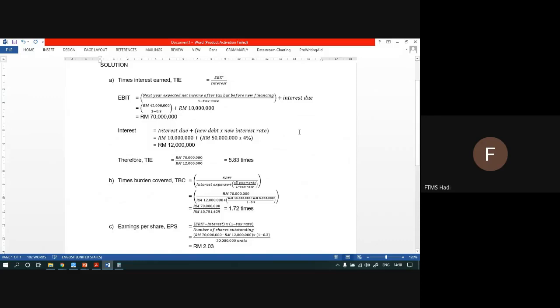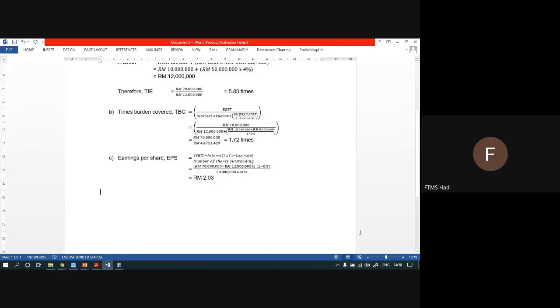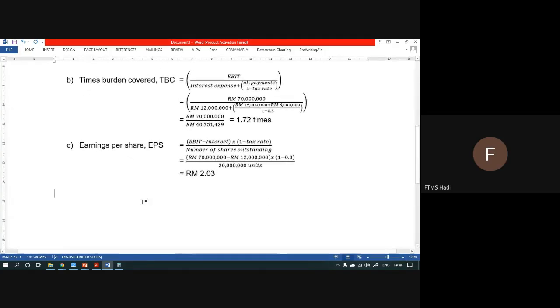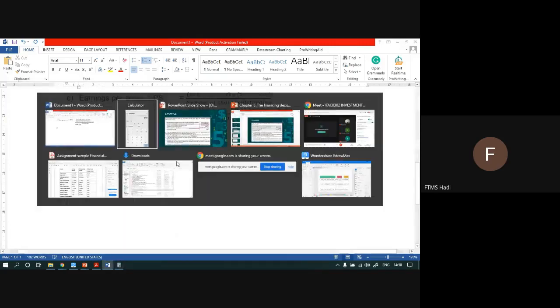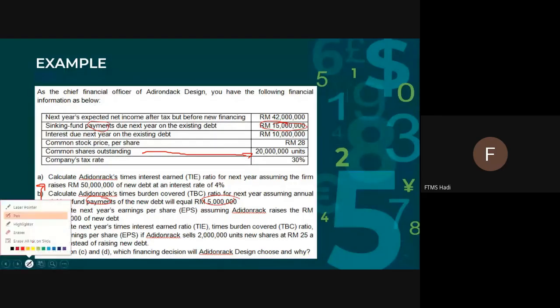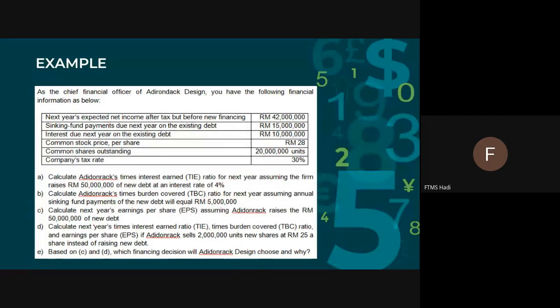Okay, once you are done, let's move on to question D. Question D is quite tricky. Let's have a look. This is the second half, the second part. Calculate next year TIE, TBC, and EPS. That means they ask back again question A, question B, and question C, which is TIE, TBC, EPS. But this is another option.